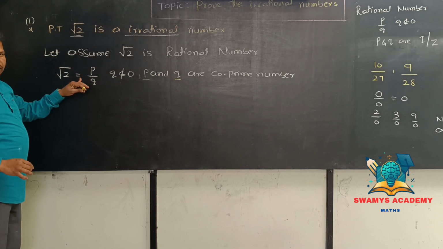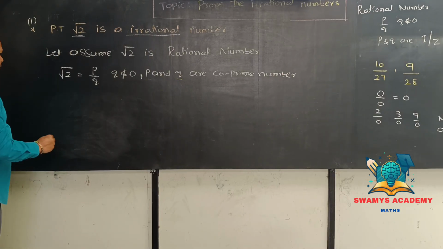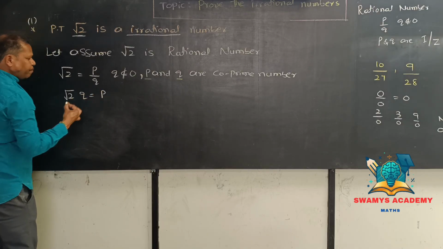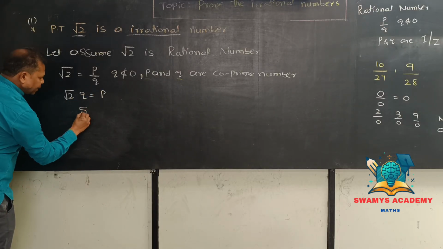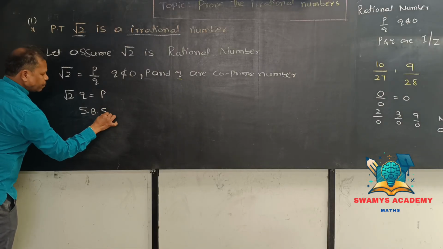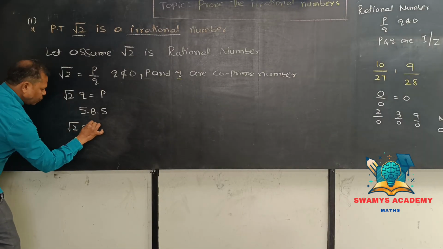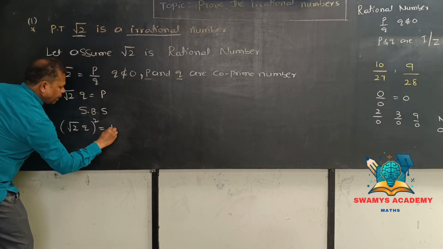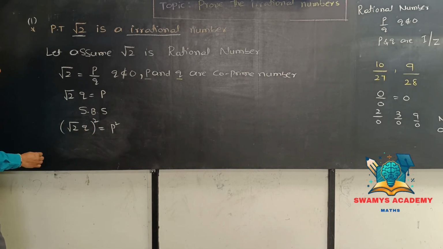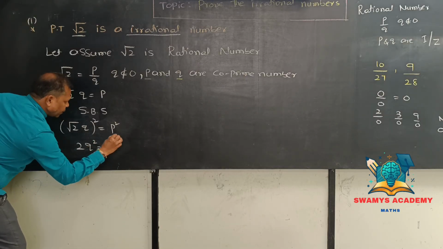Square root of 2 equals p by q. Cross multiply: square root of 2 into q equals p. Squaring on both sides, square root of 2 q whole square equals p square. The square root is cancelled, remaining q square. So that is 2q square equals p square.